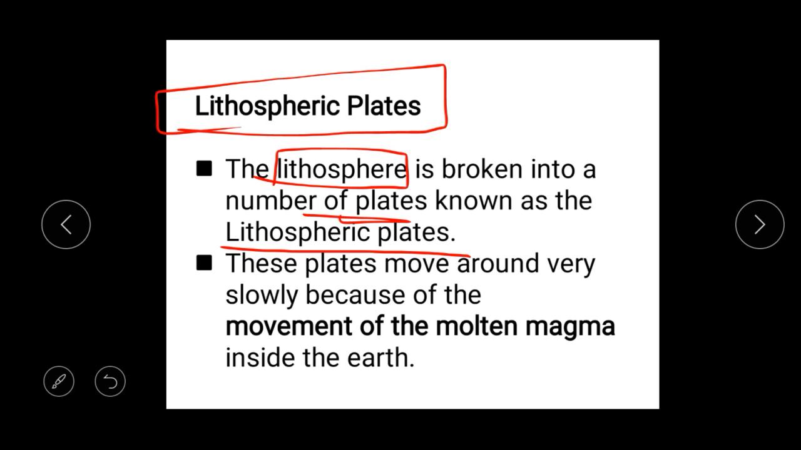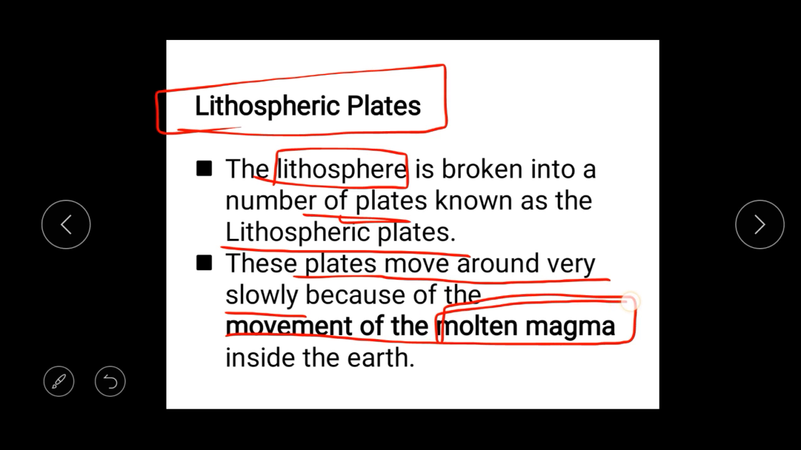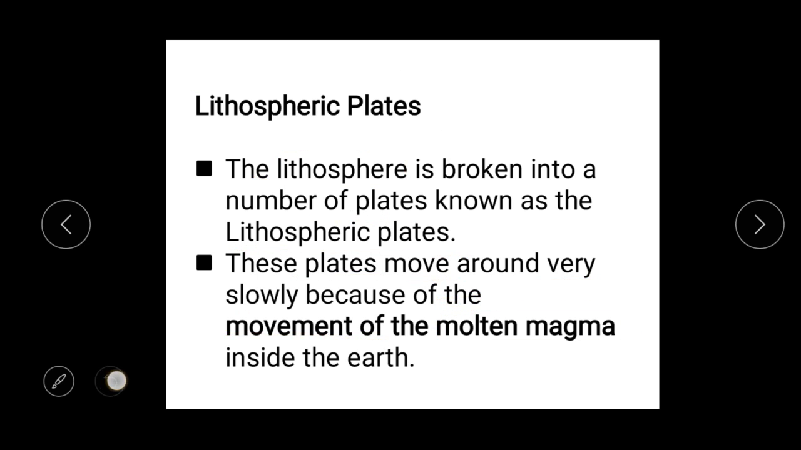Very good. Next, these plates move around very slowly. Why do they move? Because of the movement of molten magma. What is molten magma? Fire-like magma. Have you seen the fire coming out of volcanoes? That is molten magma, inside the earth. So what is a lithospheric plate? The lithosphere is broken into a number of plates, called lithospheric plates.